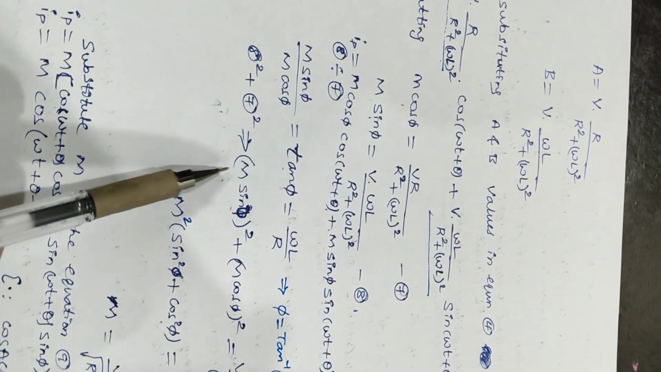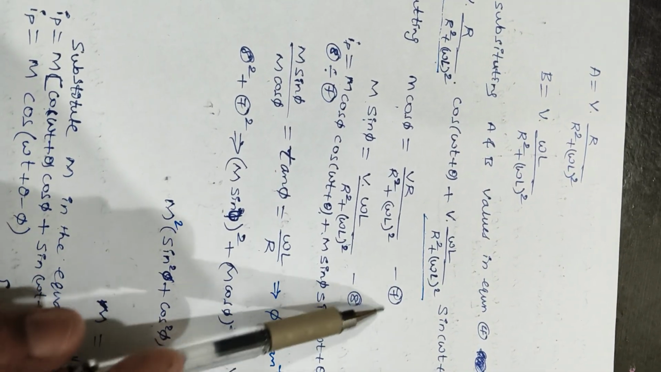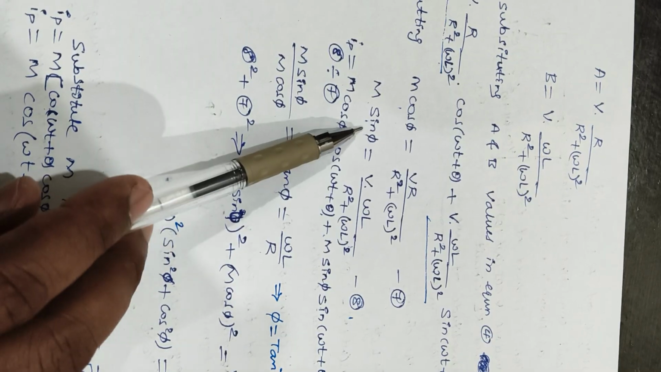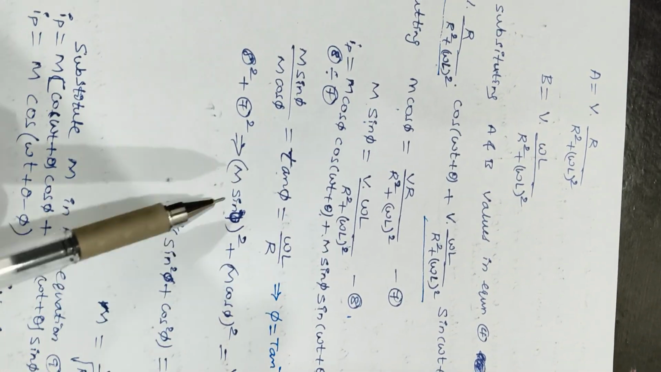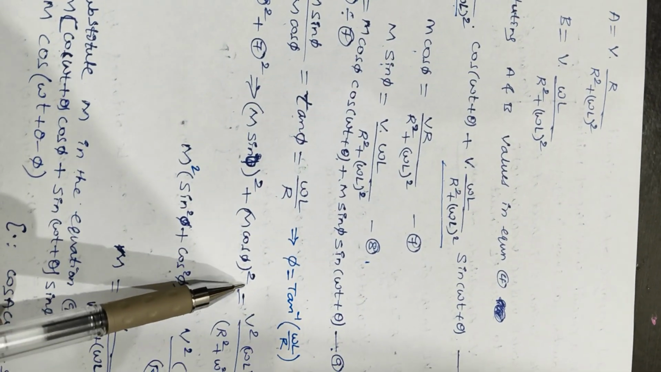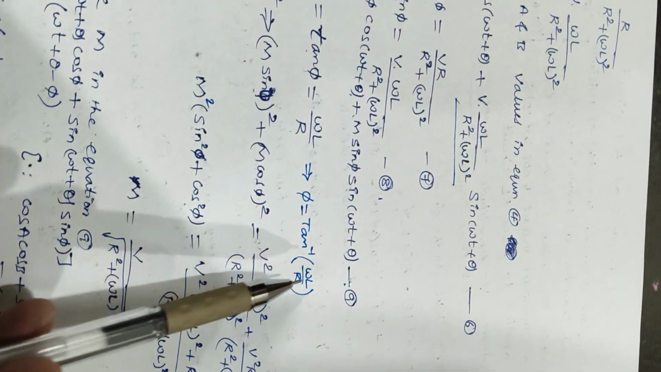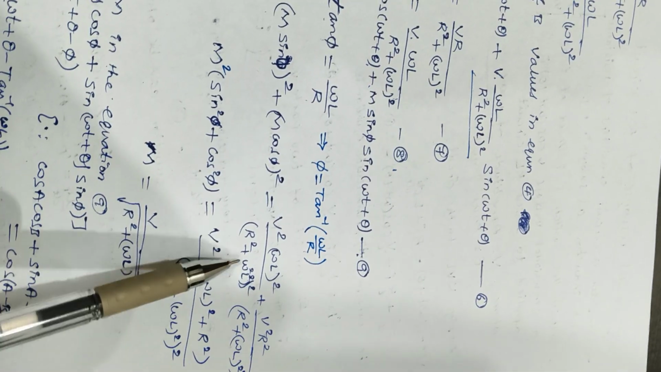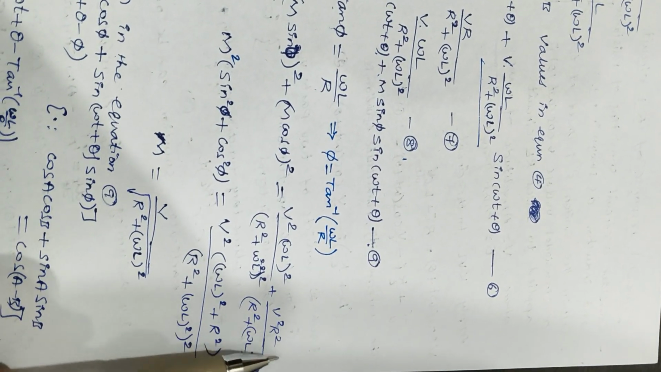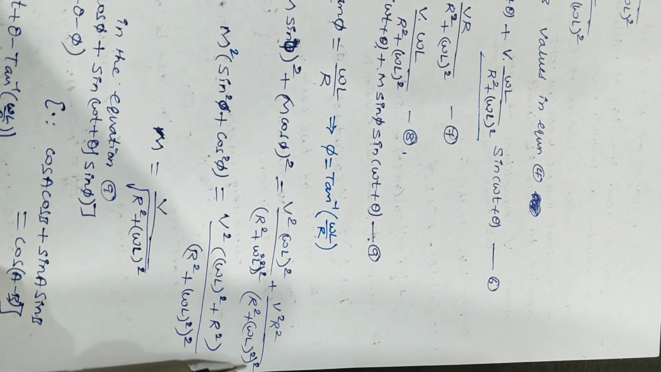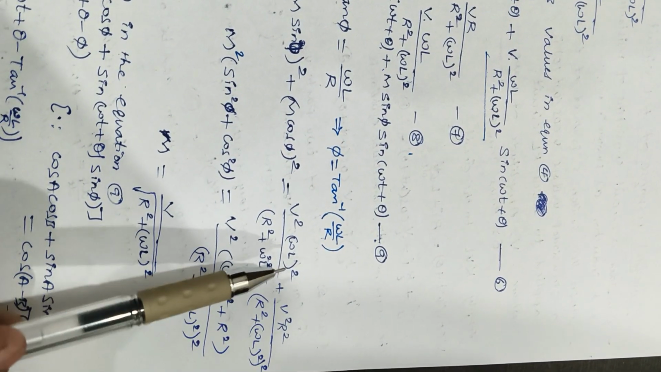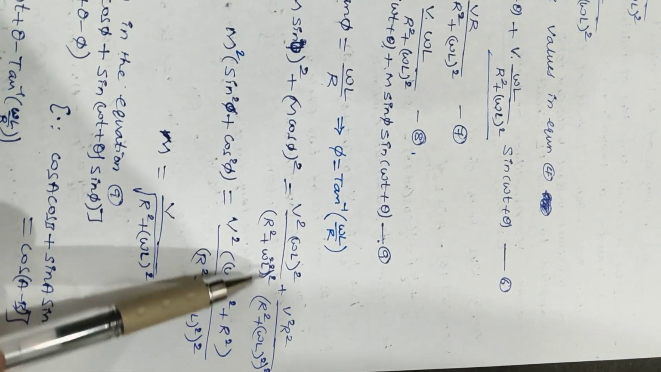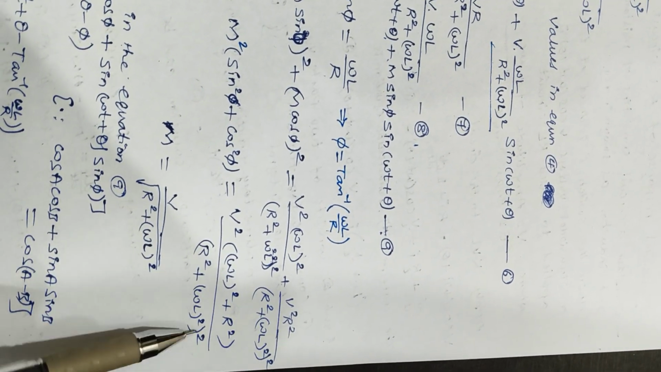To get that m value, I'll square both the equations, the 7th equation square plus the 8th equation square. That is nothing but (m sin φ)² plus (m cos φ)². On the right side also, I'll square both these terms: V²ω²L² by (R² plus ω²L²)² plus V²R² by (R² plus ω²L²)². So if you see here, R² plus ω²L² is one term, and if you take V² common, in the denominator you have the square of those terms.